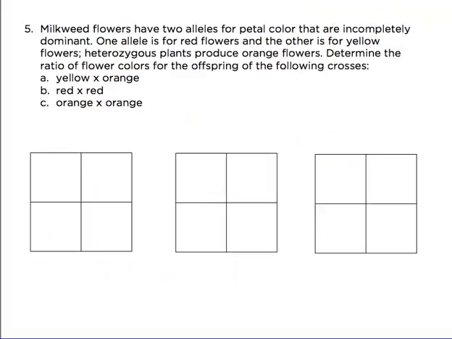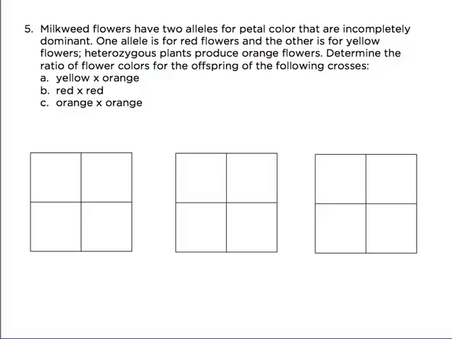Question 5. Milkweed flowers have 2 alleles for petal color that are incompletely dominant. One allele is for red flowers and the other is for yellow flowers. Heterozygous plants produce orange flowers. Determine the ratio of flower colors for the offspring of the following crosses.